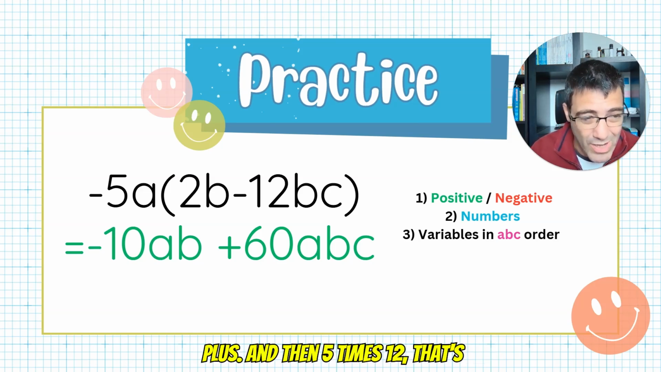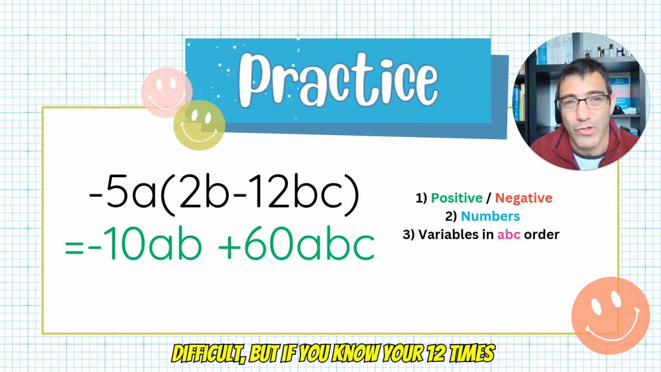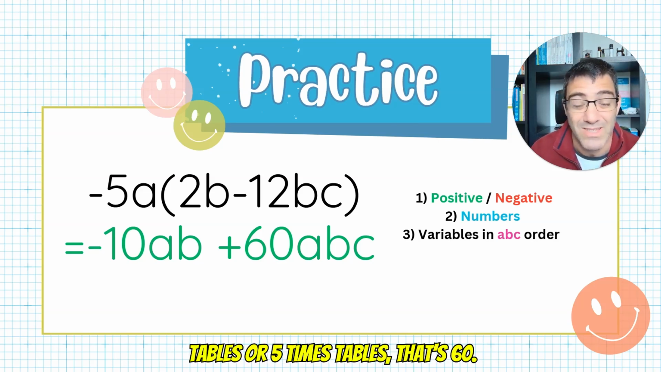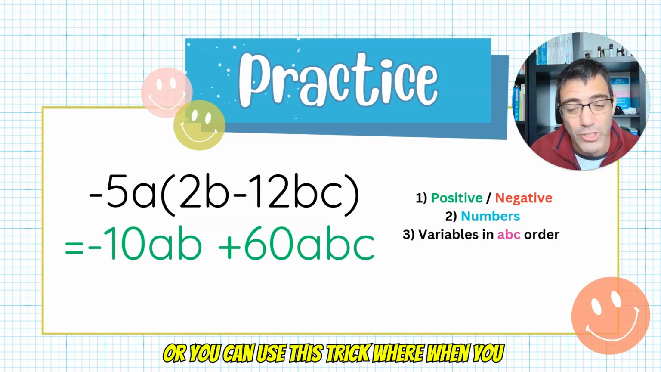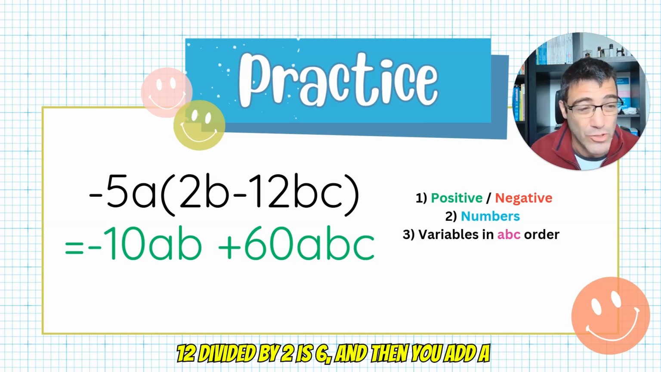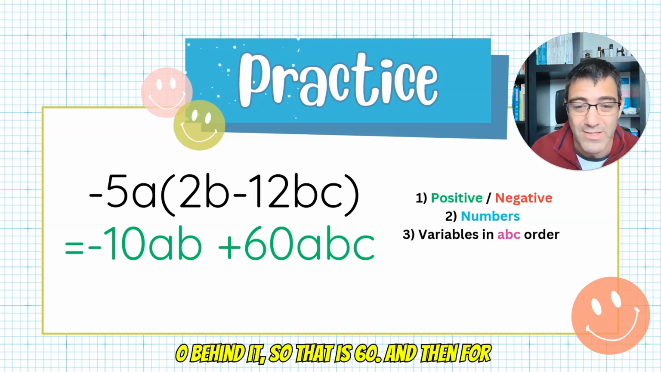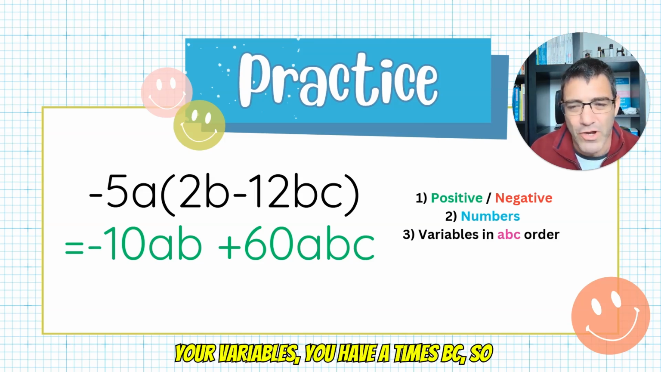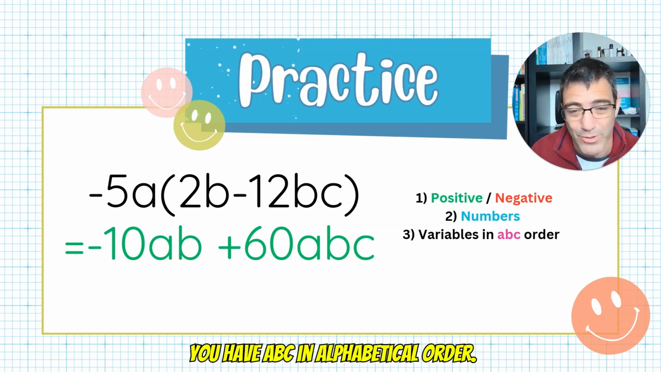And then 5 times 12, that's difficult, but if you know your 12 times tables or your 5 times tables, that's 60. Or you can use this trick where when you want to multiply by 5, you divide by 2. 12 divided by 2 is 6, and then you add a 0 behind it, so that is 60. And then for your variables, you have a times bc, so you have abc in alphabetical order.